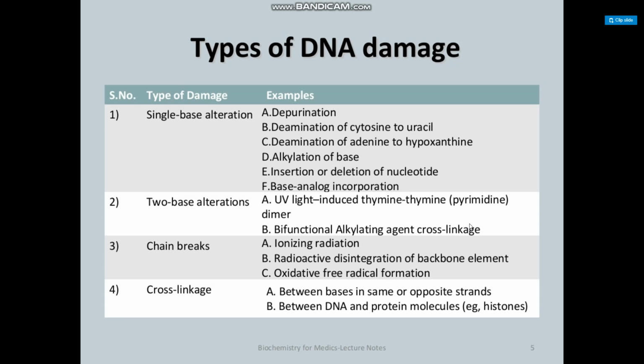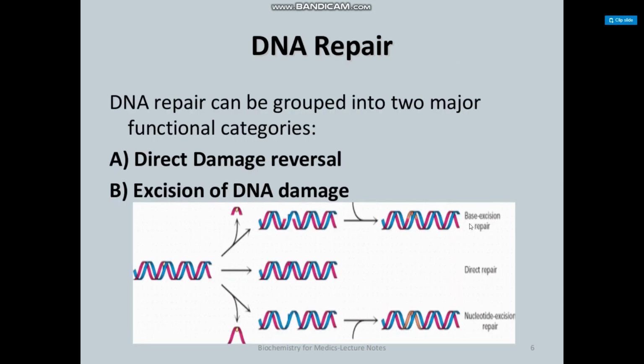The second type of damage is two base alteration. An example is UV light induced thymine pyrimidine dimer, and another is bifunctional alkylating agent cross linkage. The third type of damage is chain breaks, for example by ionizing radiation, radioactive disintegration of backbone elements, and oxidative free radical formation. The fourth type of damage is cross linkage, for example between bases in the same or opposite strands, and between DNA and protein molecules like a histone.